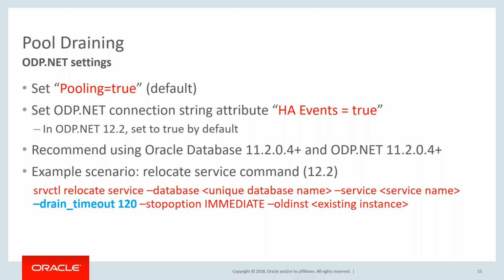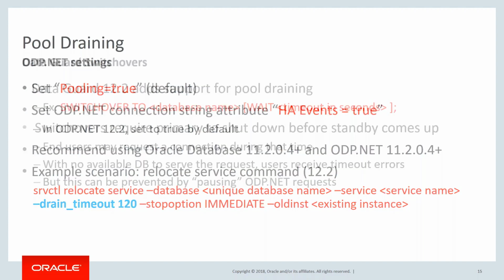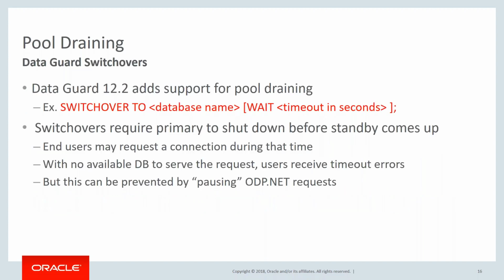So your administrator could issue the command you see in red at the bottom, srvctl relocate service, and then you'll see this drain timeout of 120. That means in 120 seconds, 2 minutes, shut down this specific instance. It'll wait 120 seconds to allow end users to drain their connections away before explicitly shutting down the instance. So that's great in a scenario where you have RAC, in which you have multiple RAC nodes that are active.